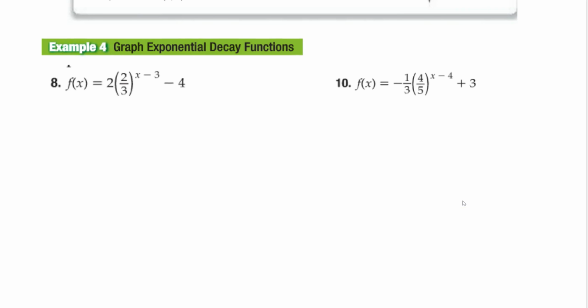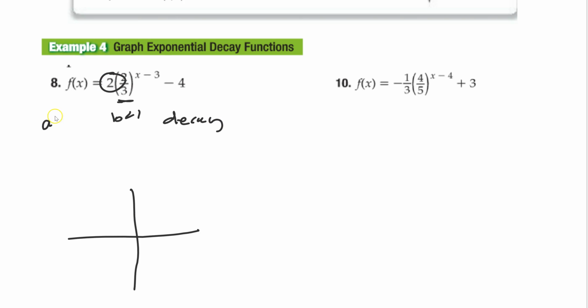So let's do a couple of examples. This first one here. Again, B is a decay, so I know it's going to go down. My A is 2, so initially it crosses at 2. My horizontal asymptote is at -4. That's how much my whole graph is moving down. 1, 2, 3, 4. So that's where my asymptote is.